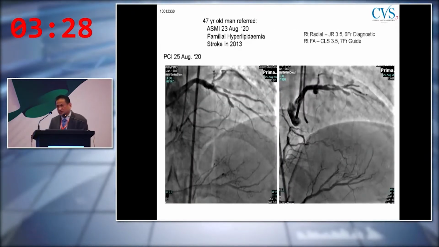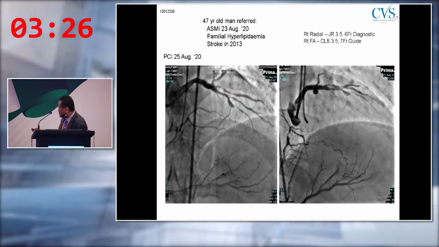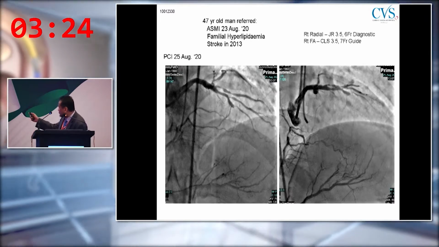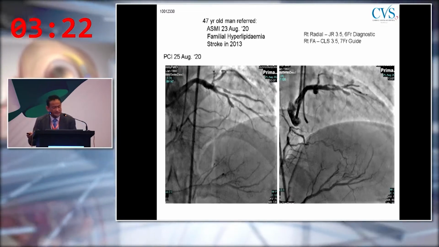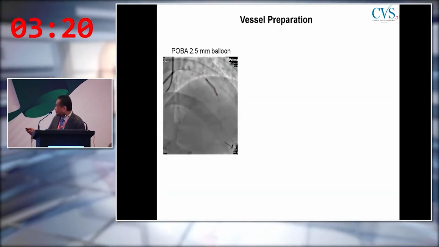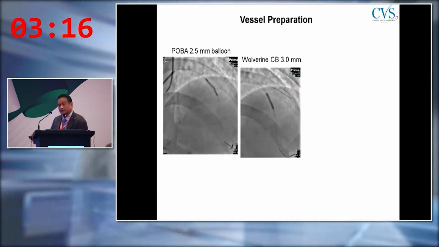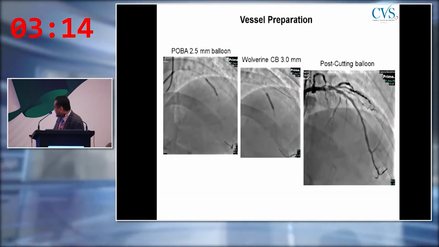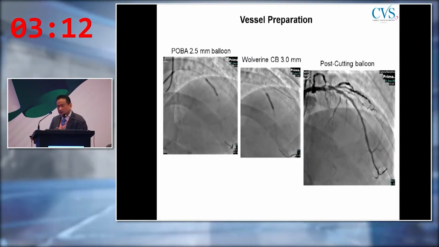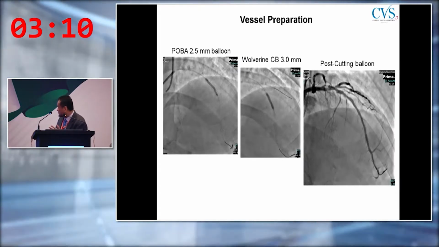This is a young gentleman who had a recent MI and occlusion of the LAD, with a diagonal 1 and a diagonal 2 which are diseased. And this was treated with pre-dilatation with POBA and subsequently a cutting balloon. That's the result after the cutting balloon. So the result looks quite good. So I said that we can try to use DCB in this case.